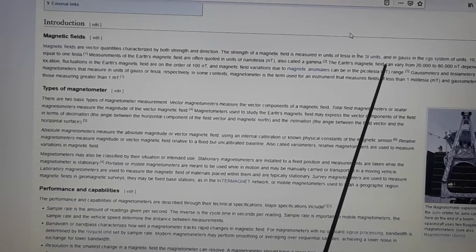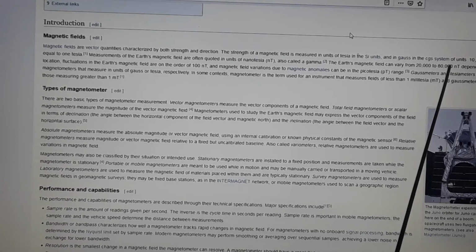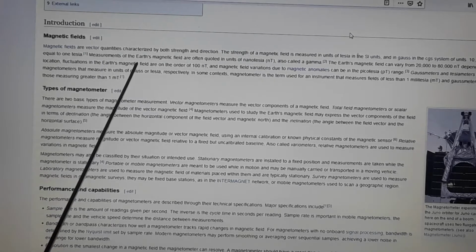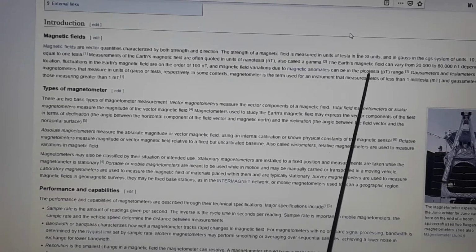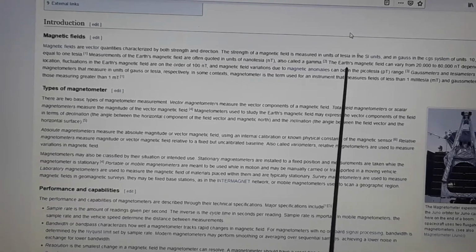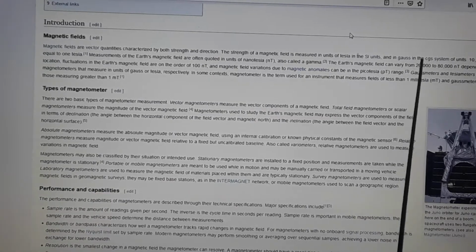The Earth's magnetic field can vary from 20,000 to 80,000 nanotesla, depending on location. Fluctuations in the Earth's magnetic field are on the order of 100 nanotesla, and magnetic field variations due to magnetic anomalies can be in the picotesla range. All right, so this right here, the picotesla, is the range of the Schumann resonance harmonics.